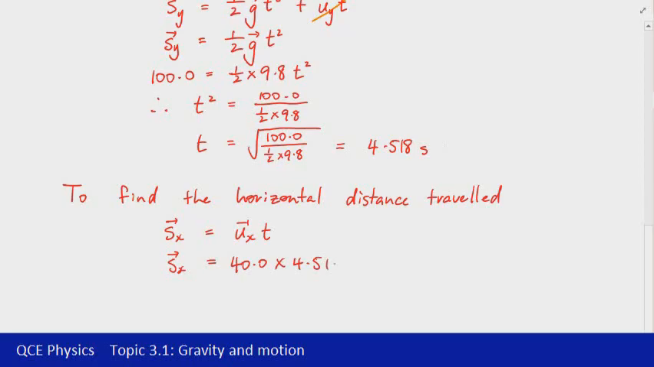So that value of 4.518 is an intermediate answer. So that gives a value of 180.70 meters, which again, when we round it off to the correct number of sig figs, would be 181 meters. So that value of 181 meters is the distance that the cannonball lands out from the base of the cliff.